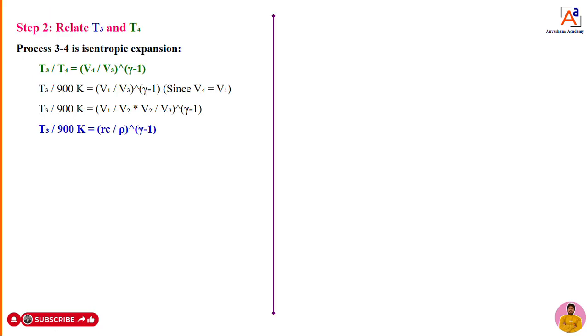Similarly, I will try to calculate the other temperatures. I will go to step 2. Then I will try to calculate T3 and T4. I am going to relate it now. So we know the value, when it is an expansion process, right?